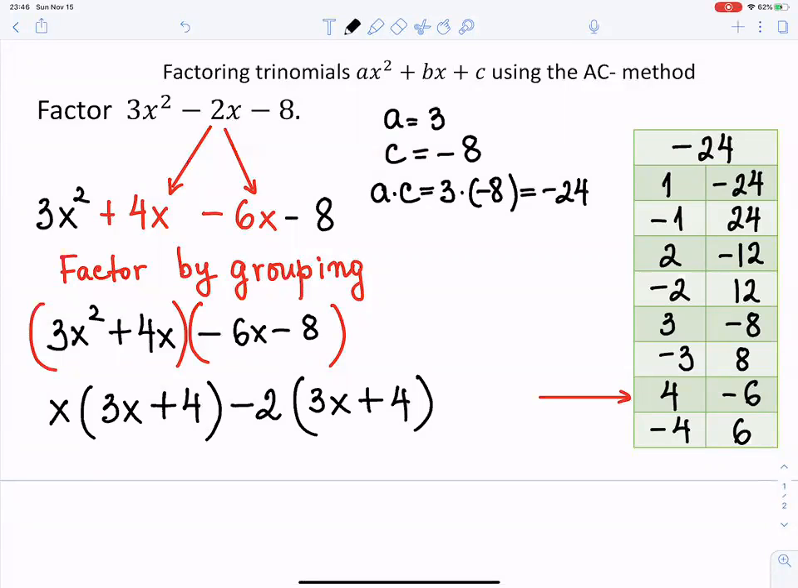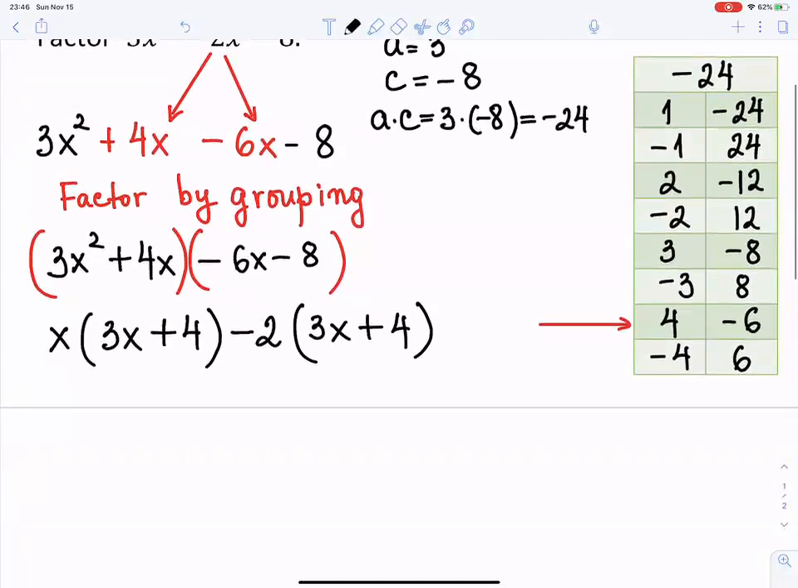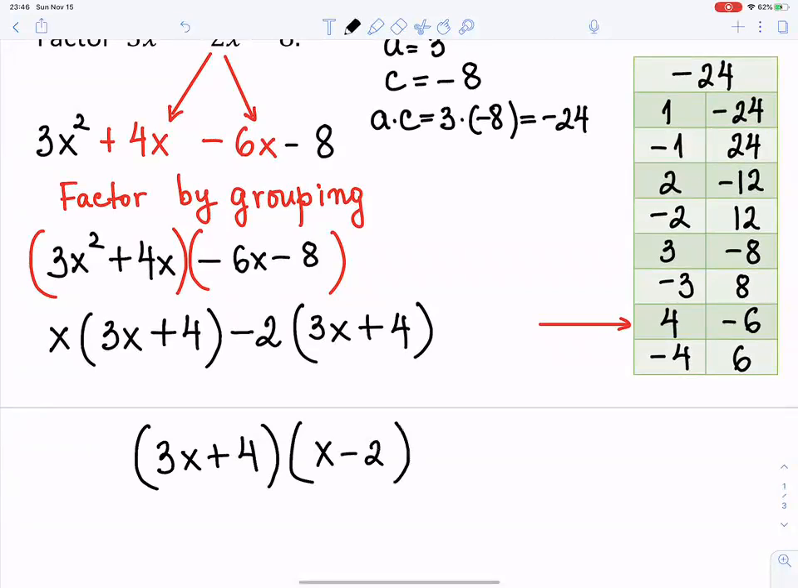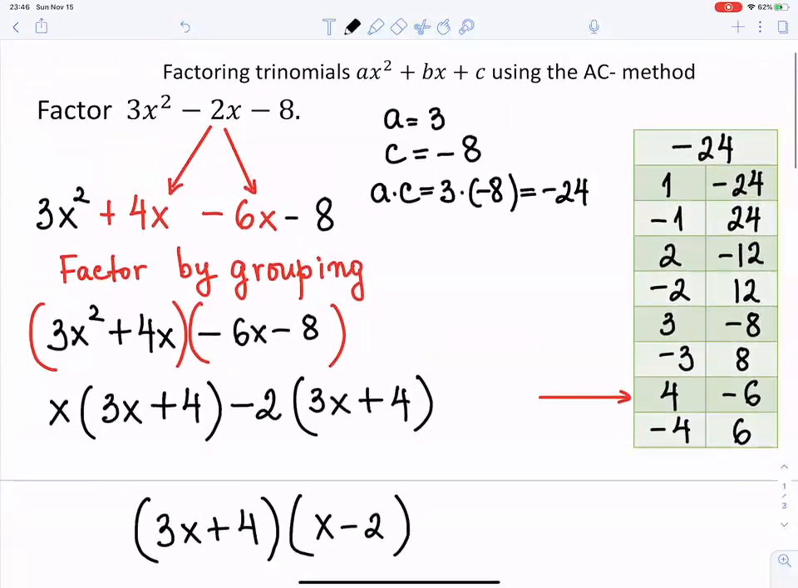Now, we see that we have a common binomial of 3x plus 4. We're going to factor it out. And what is left is x minus 2. So this is our second factor. Now our factorization is completed. We have 2 factors that represent the initial trinomial 3x squared minus 2x minus 8.